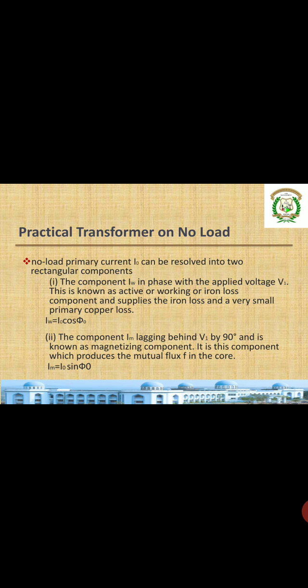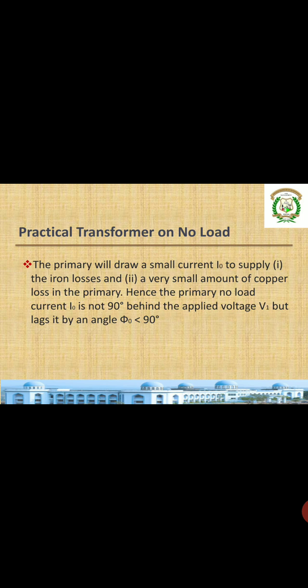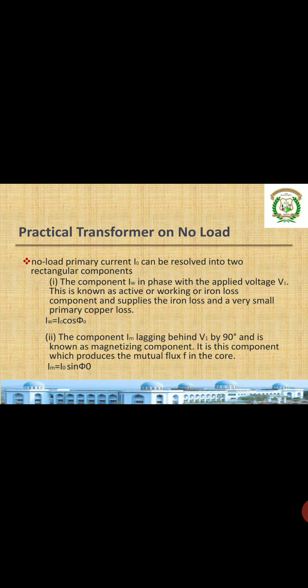The other component Im lags V1 by 90 degrees. You see in this figure, Im is in phase with the flux phi and at 90 degrees with the applied voltage V1. This component is called the reactive component as well as the magnetizing component, which produces the mutual flux in the core. It is given by Im equal to I naught sin phi naught, where Iw is I naught cos phi naught and Im is I naught sin phi naught.